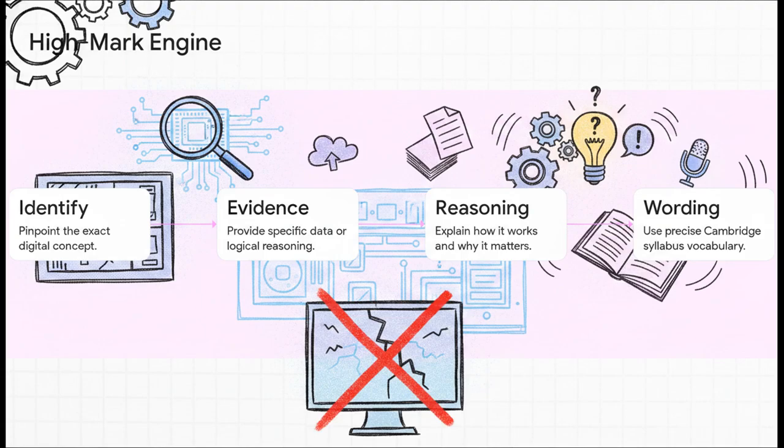1. Identify the exact digital concept. 2. Provide specific data or evidence. 3. Apply scientific reasoning, meaning explain exactly how the process works and why it matters. 4. Shape all of that using precise syllabus wording. And a huge warning here, avoid the surface feature trap. That's when a student just describes what a device looks like on the outside, instead of explaining its internal mechanism and sequence. Always focus on the unseen mechanisms, not the outer plastic shell.